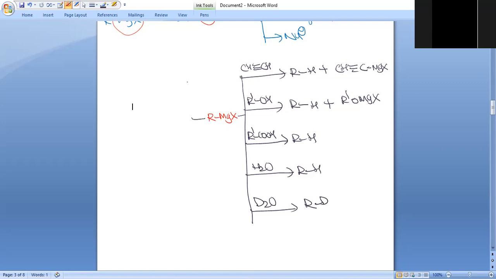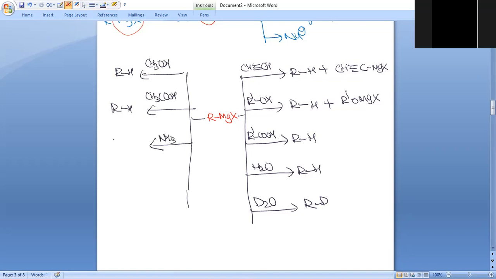Sometimes if they give methanol CH3OH, then RH, and if they give acetic acid, the acidic hydrogen will be involved, so RH. If you are taking ammonia, you'll get the RH. And this compound also you'll get RH. Here it loses a proton and gives this minus, this is the aromatic. Okay, so like that.